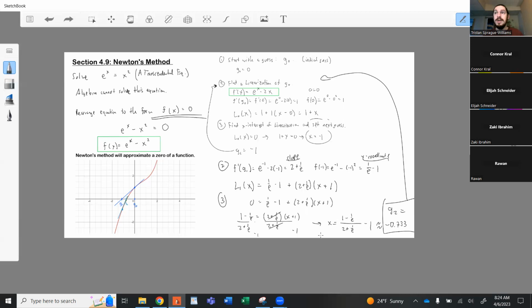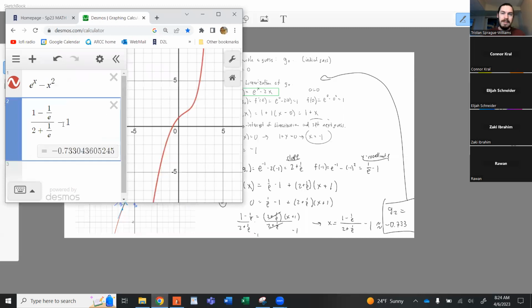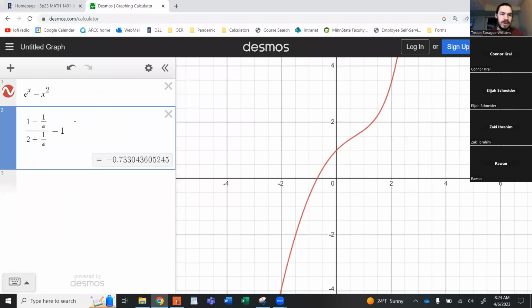How accurate do you need this to be? And so eventually you decide that's good enough and you stop, and then you have an approximation. That is how, I mean, maybe not Newton's method exactly, but some sort of numerical method similar to Newton's method. That is how Desmos is actually obtaining the negative 0.703 that we're seeing right here.